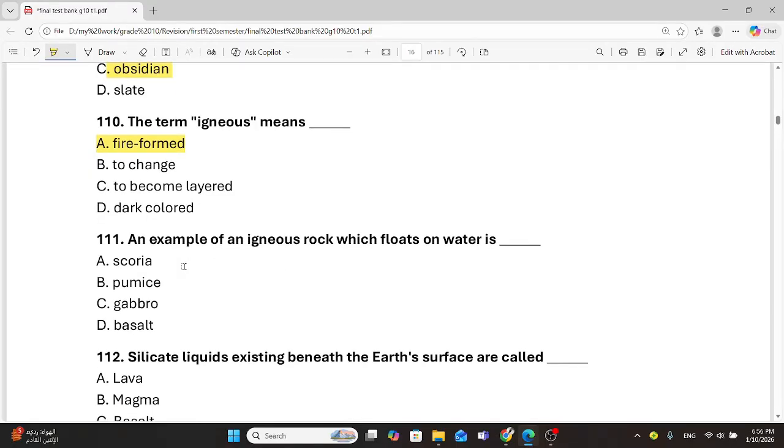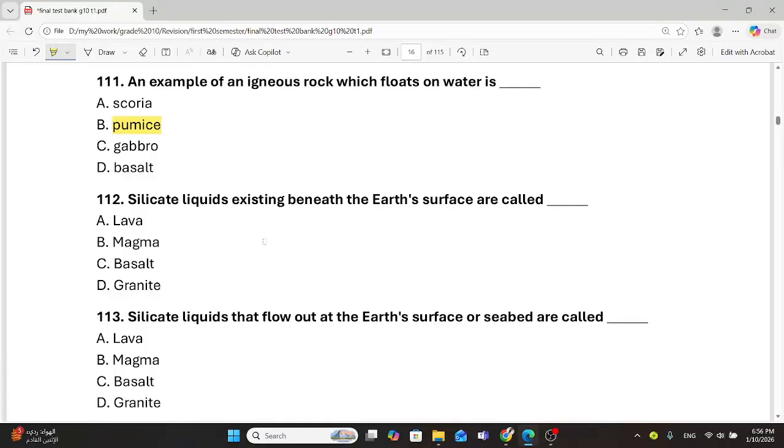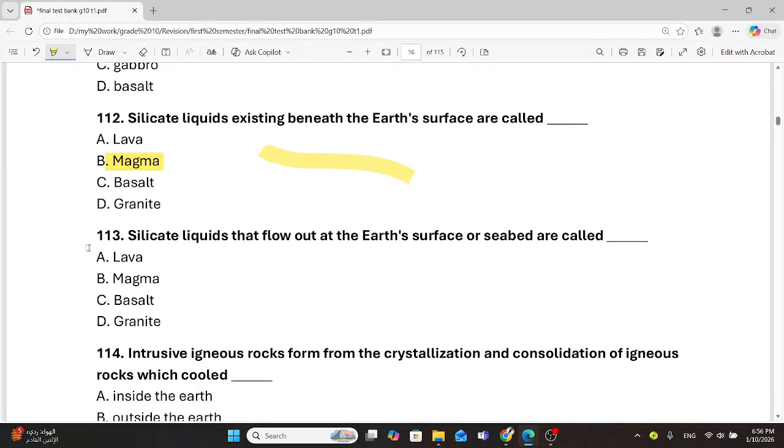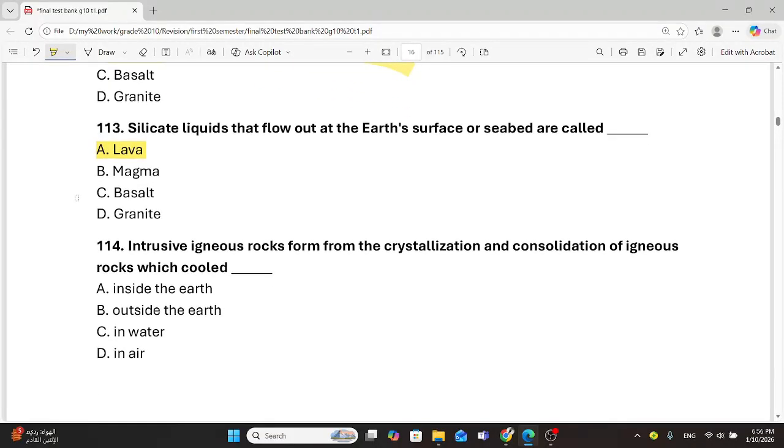An example of an igneous rock which floats on water: scoria, pumice, gabbro, or basalt? It will be pumice. Silicate liquids existing beneath the Earth's surface are called magma. Silicate liquids that flow out of the Earth's surface or seabeds are called lava. So under the ground it is magma, above the ground it is lava.